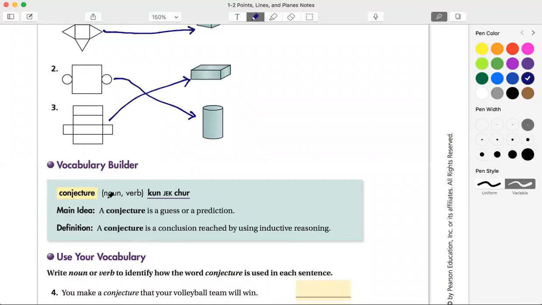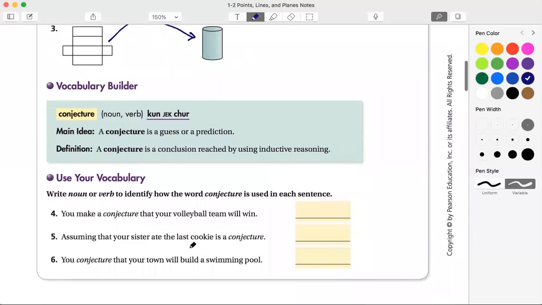What is a conjecture? So a conjecture is a guess or a prediction. A conjecture is a conclusion that's reached by using inductive reasoning. And that's actually really big in this class. Okay, so we're going to use this vocabulary. We're going to write a noun or verb to identify how the word conjecture is used in each sentence.